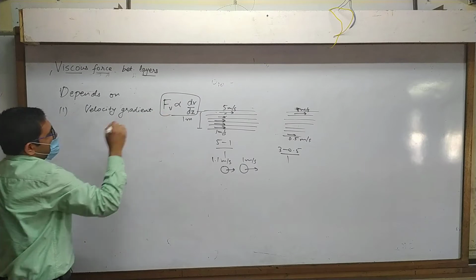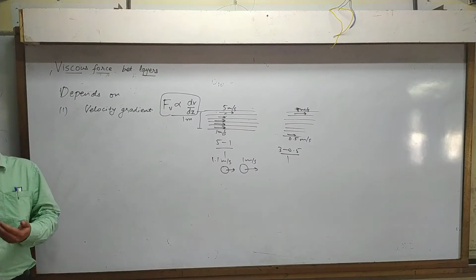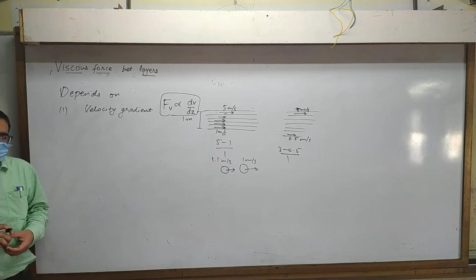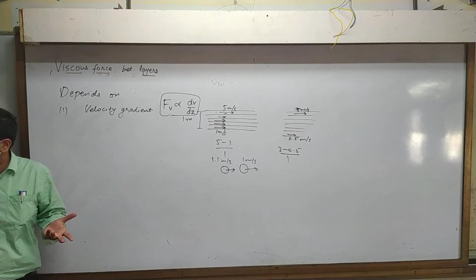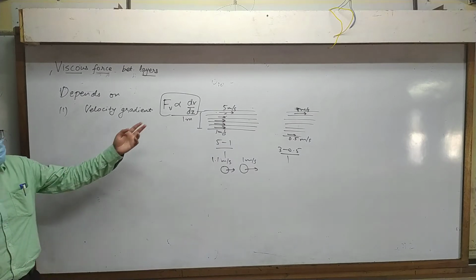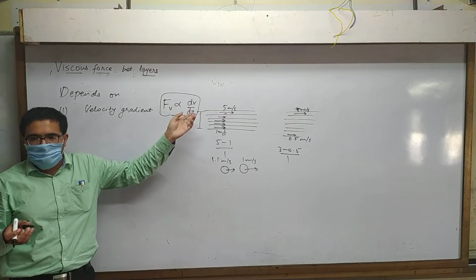Did you understand what I have written here? Delta V by delta Z. Instead of that, you could also write dV by dz. Clear what I'm saying? dV by dz. That is velocity gradient. Okay?